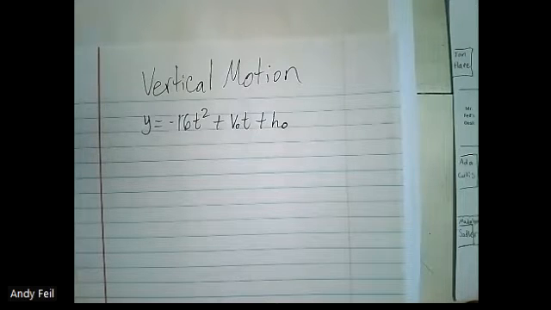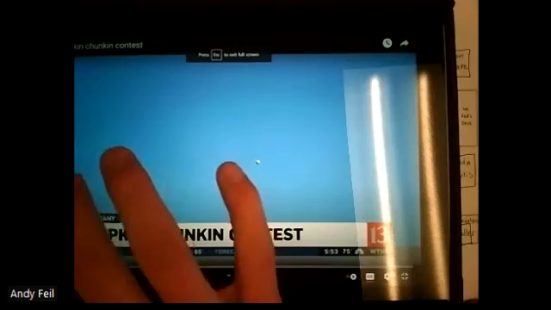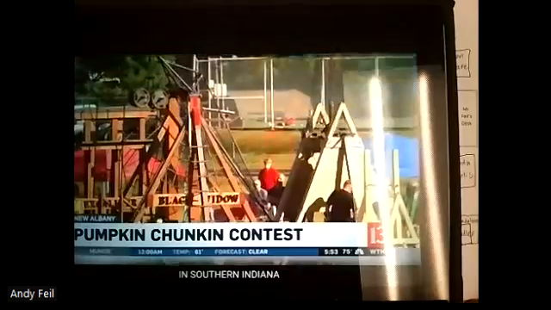Yes. You ever heard of pumpkin chunking? Has anybody ever watched it other than Foster? What's chunky? This is an actual contest that they do. They take catapults and sling pumpkins. It's an annual tradition.